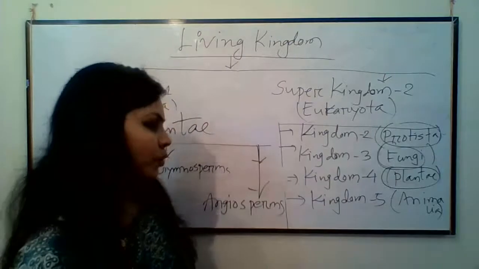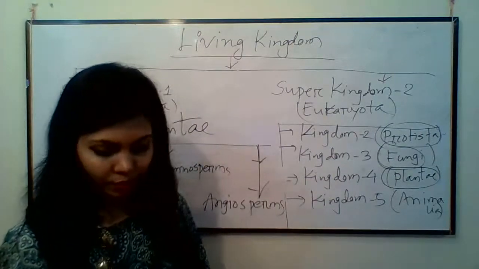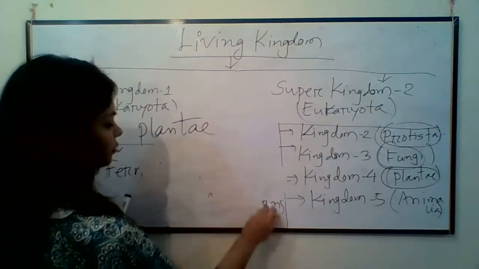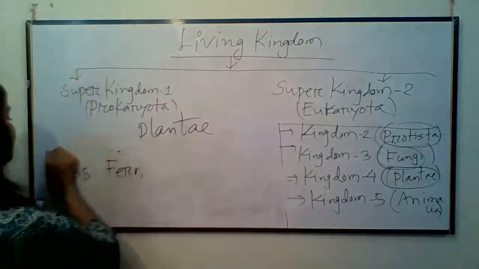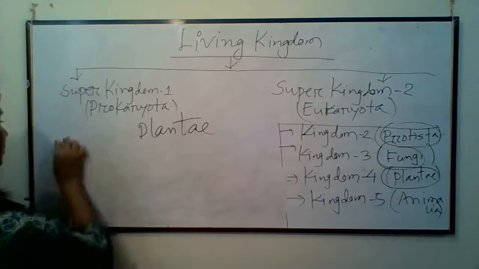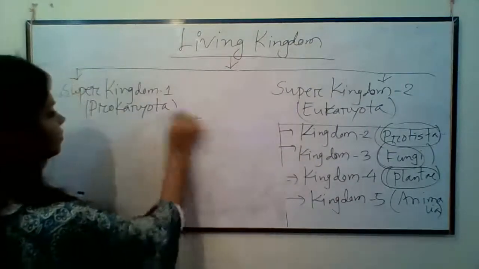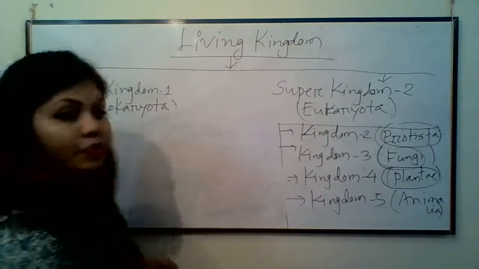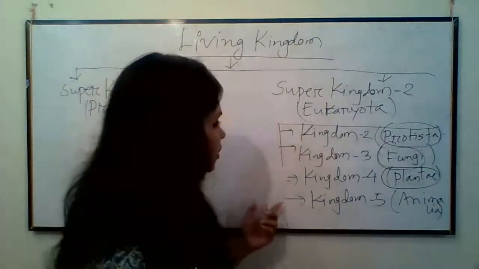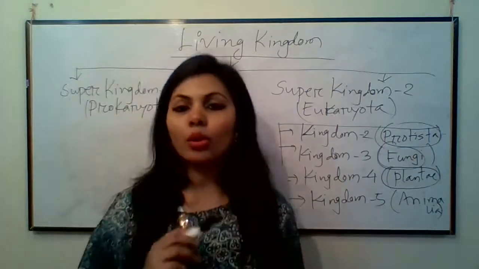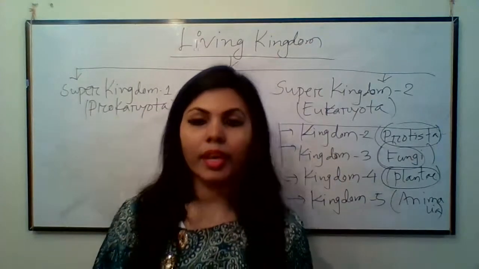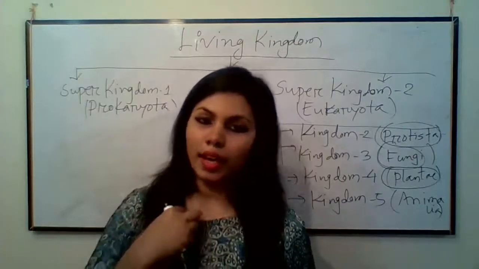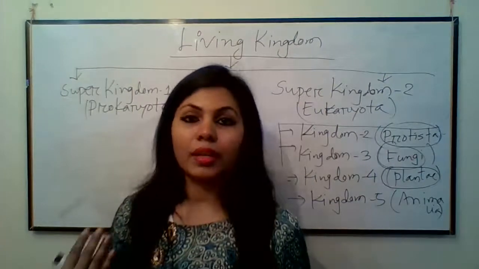Plantae. Now let's talk about Animalia, a large kingdom. Animalia actually, okay, let us finish this first, then I will go to the next. Animalia, Kingdom 5, they all are eukaryotic and multicellular, I mean, made of many cells. So Animalia are eukaryotic organisms and they are multicellular.